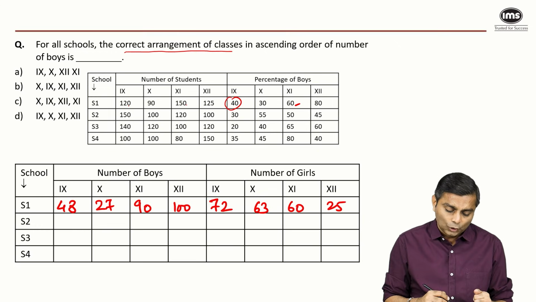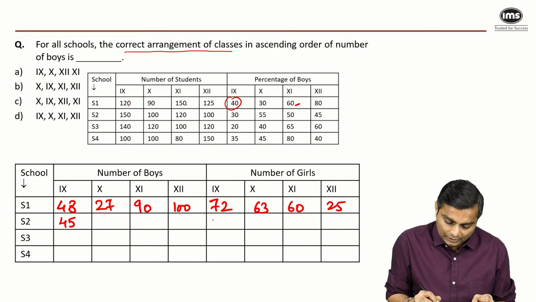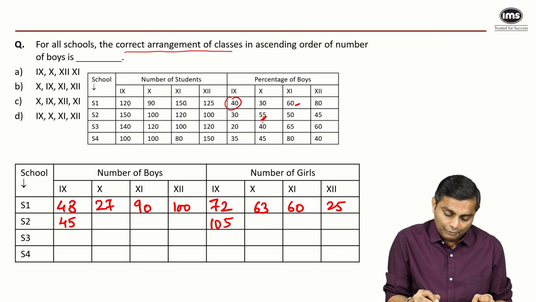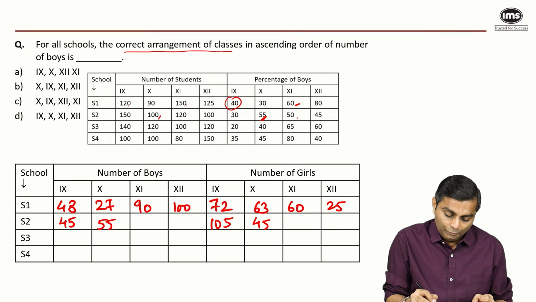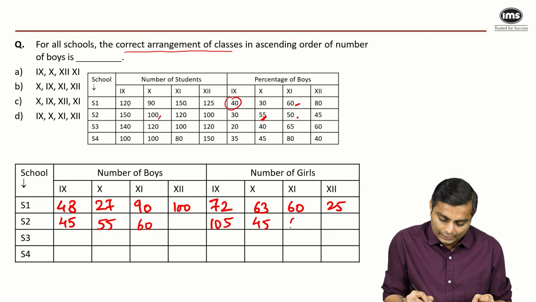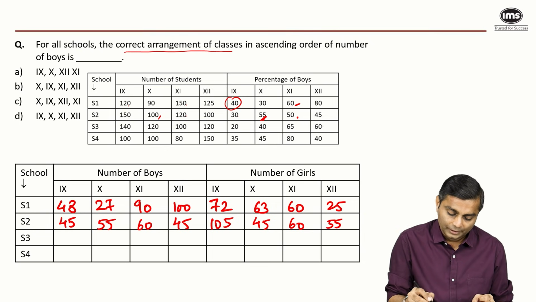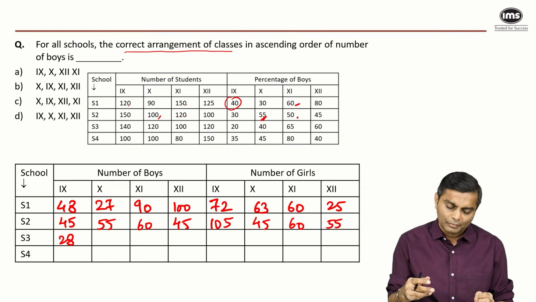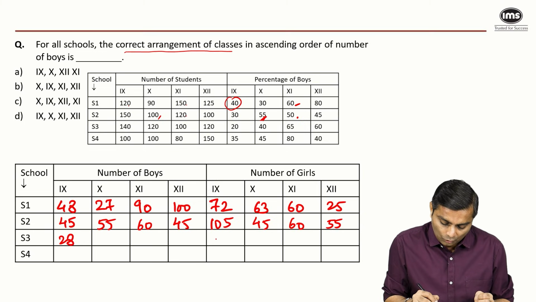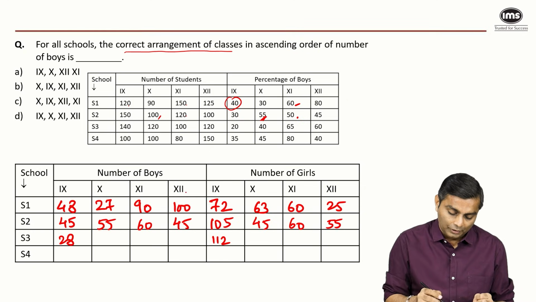Okay. Next row in S2, I'm going to 30% of 150, so 45, and therefore this has to be 105 girls. Correct. 55% of 100, so simple, 55, therefore this has to be 45. 50% of 120, so 60 and 60. 45% of 100, so 45, therefore the other has to be 55. Clear? Moving on to S3 now. 20% of 140, so 28. 28 should give me 80%, so 112. 112 and 28 will take me to 140, correct.